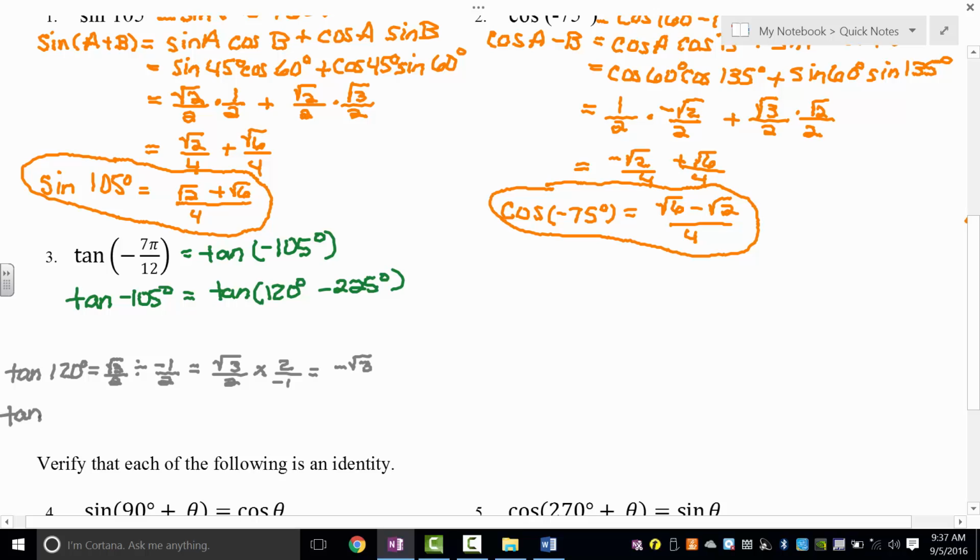Now the tangent of 225 degrees. The sine is negative radical 2 over 2 divided by the cosine negative radical 2 over 2. No hard thinking here. The same thing divided by the same thing is 1. Great. Now we can apply the formula. We have tangent A minus B.